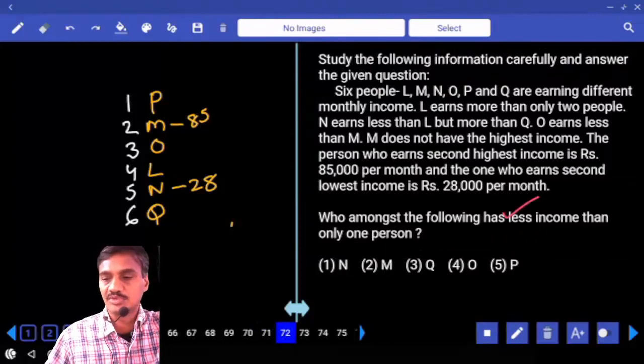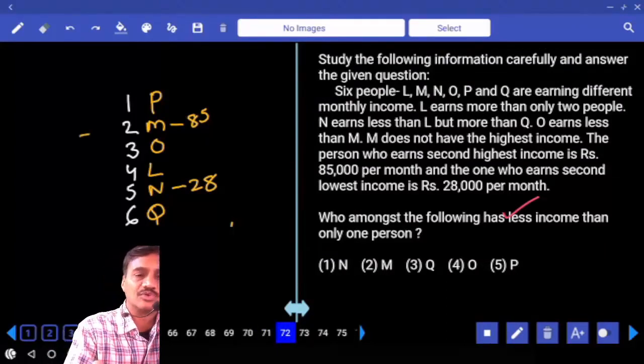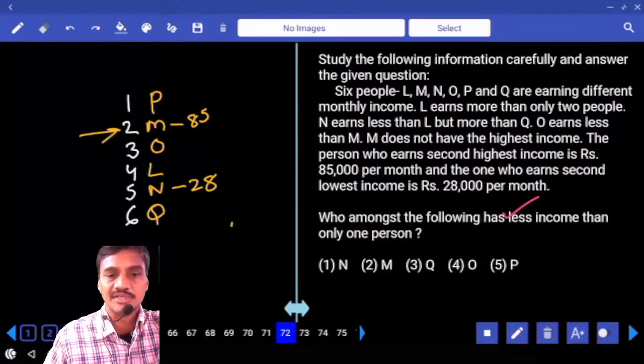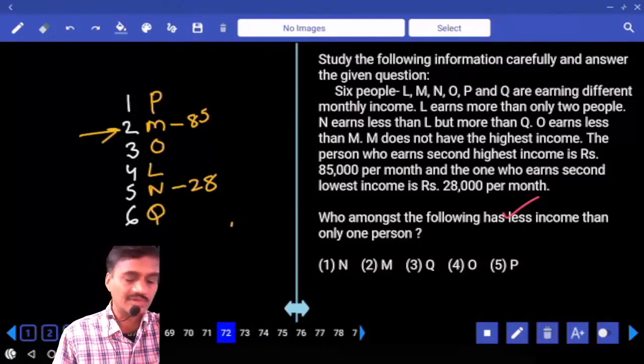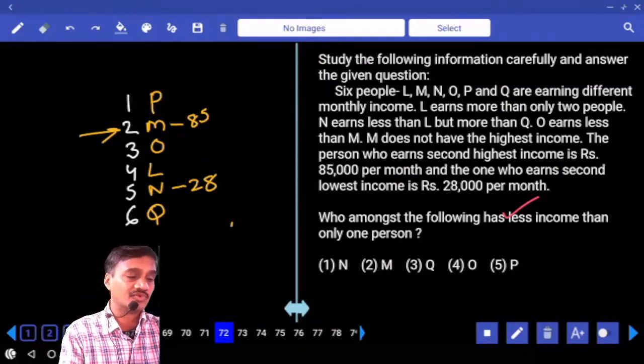Question 72: who among the following has less income than only one person? Less income than only one person, that is M. M is the answer, choice 2. M has less than only P, and he has more than the remaining 4 people.